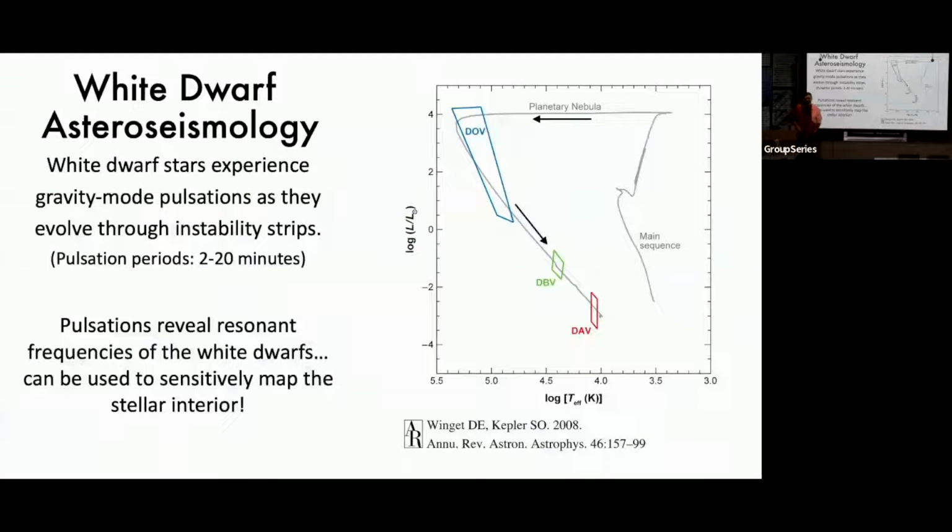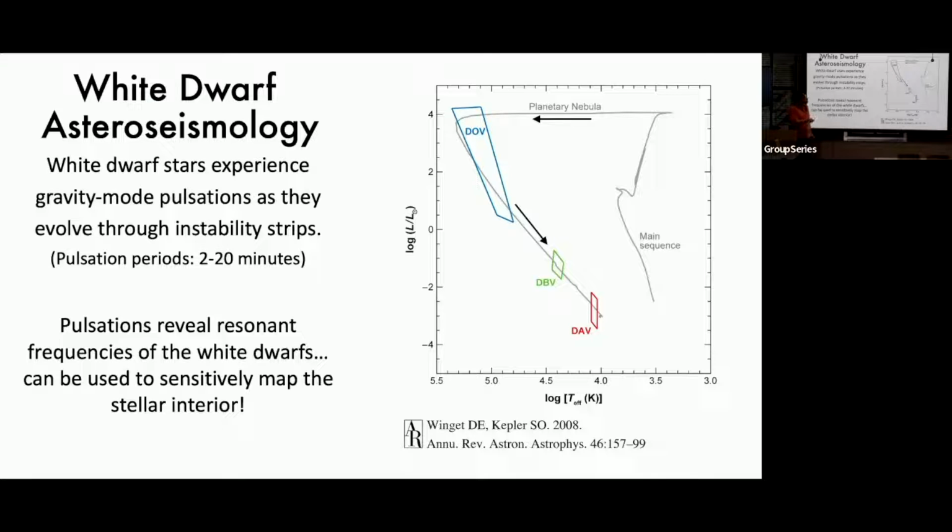So, white dwarf asteroseismology in particular. White dwarfs pulsate in a few particular regions of parameter space, here shown on the HR diagram, right? You've got the main sequence, the star evolves off the main sequence. It goes through this planetary nebula phase, it loses a lot of mass, and then it cools. It evolves as white dwarfs evolve, by cooling. They're just left with the residual energy from their previous lives, and they radiate away that energy over time.